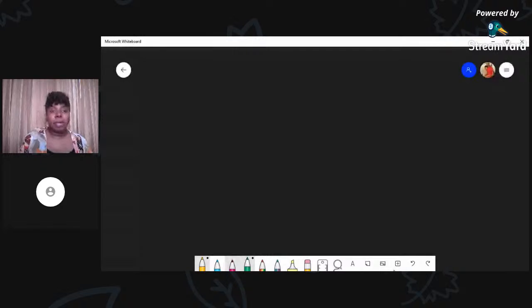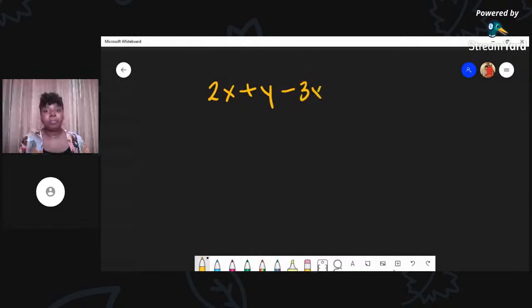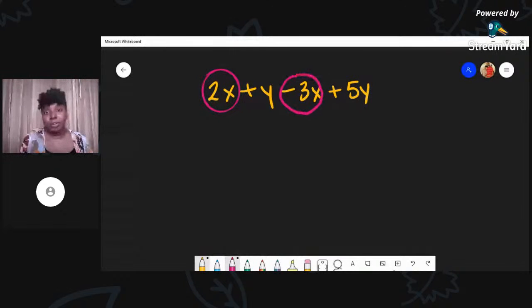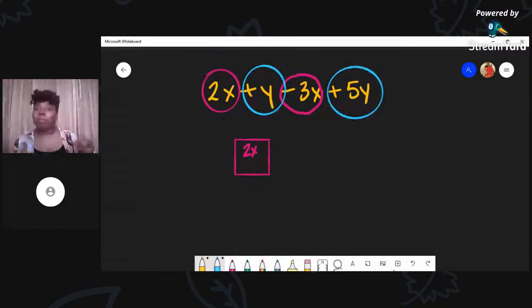Even when I teach simplifying expressions, I have my students use highlighters. If we were doing something like this, I have my students go in and identify the like terms. They would highlight these like terms in one color, and put those in a box. And then they would take a different color and highlight that. That helps my students so much, especially my visual learners. It makes a huge difference.